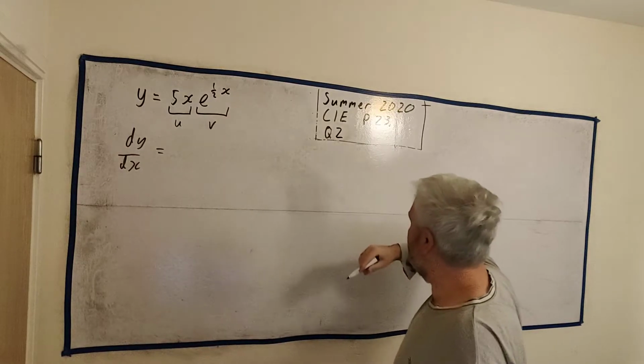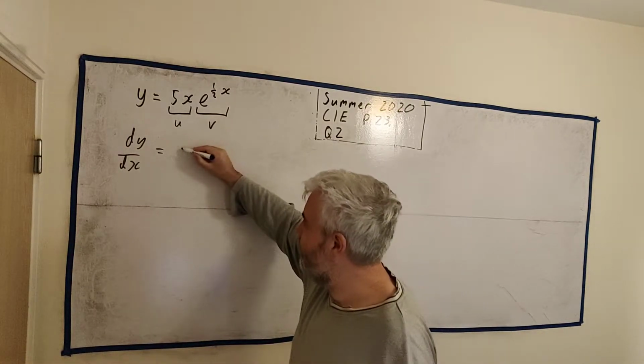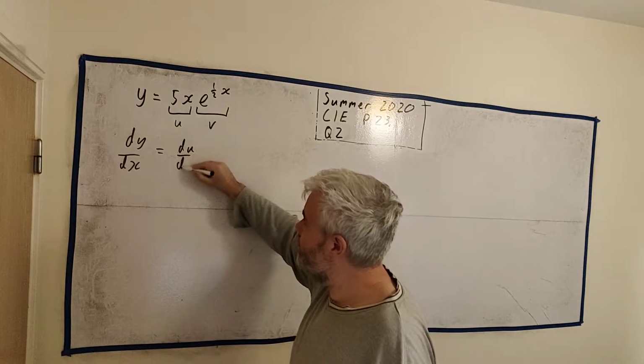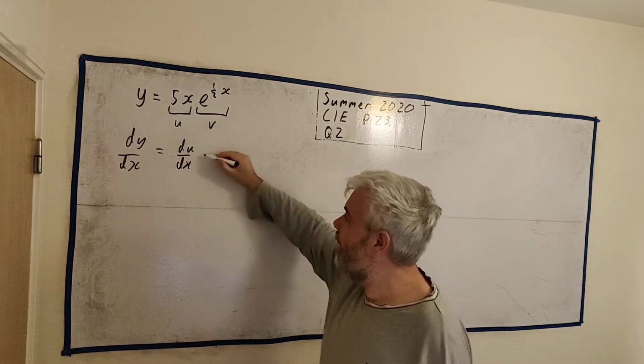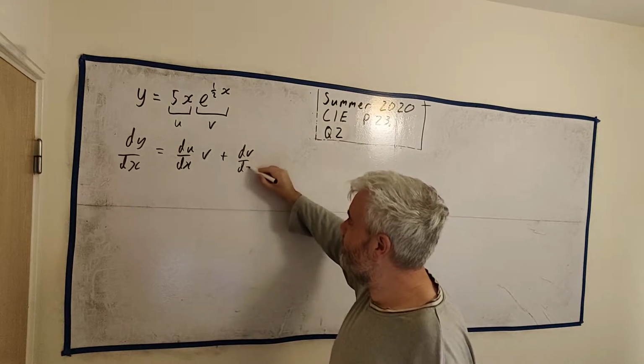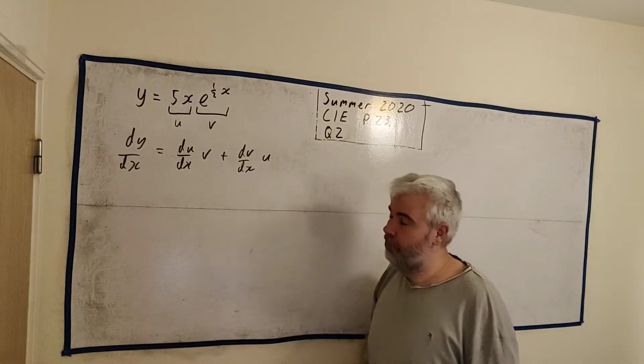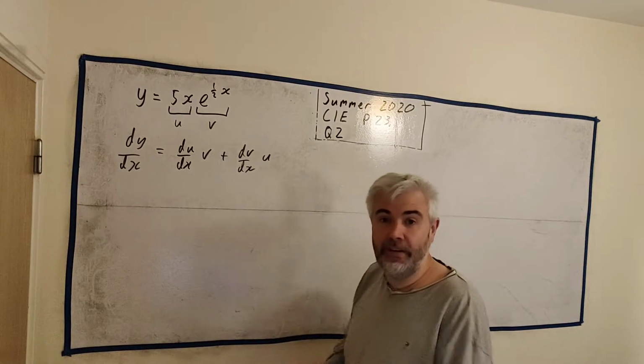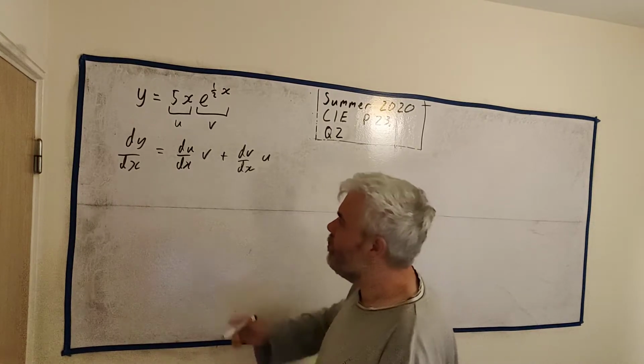This is u and v, and I'll just write here. The formula would be du/dx. So we differentiate the first bit and we leave the second bit alone. Then we differentiate the second bit and we leave the first bit alone. It's given to us in the exam, it'll be in our formulas. So let's try to do that.